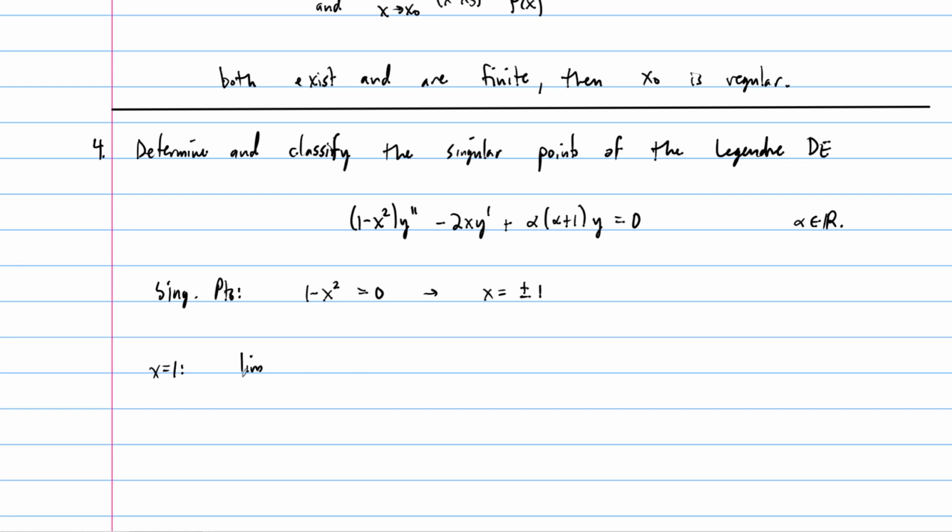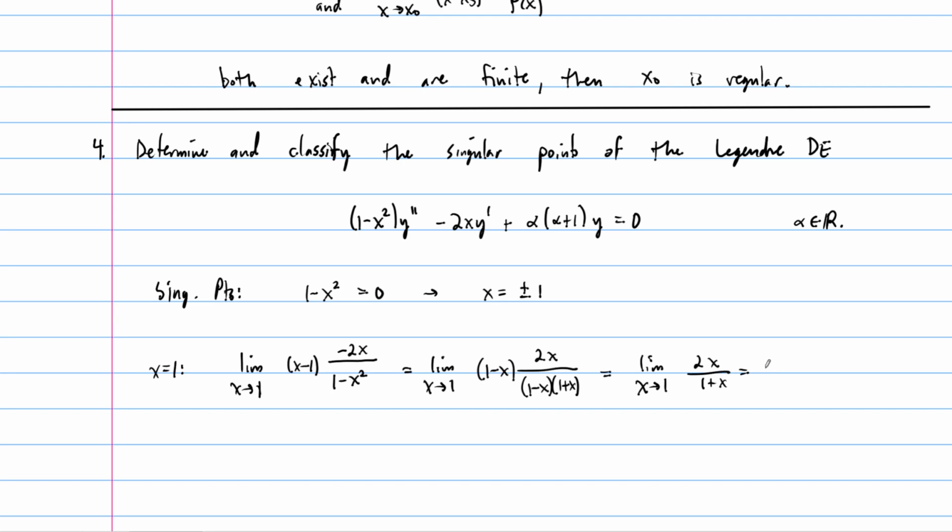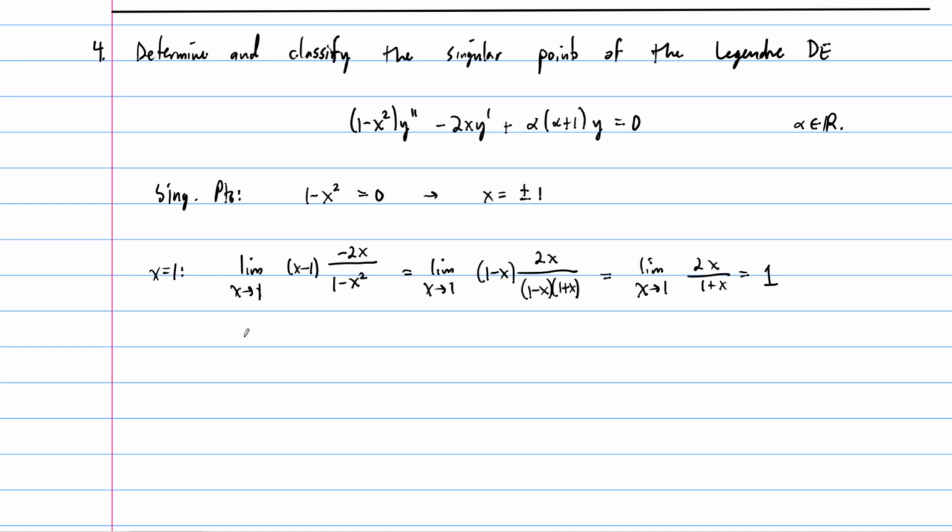We need to compute the limit as x approaches 1 of (x minus 1) times the ratio of negative 2x, that's q, over p, which is 1 minus x squared. The denominator factors, and the minus sign can go here. So this can be written as the limit as x approaches 1 of (1 minus x) times 2x over (1 minus x) times (1 plus x). Those cancel, so this is the limit as x approaches 1 of 2x over 1 plus x, which is 2 over 2. So that's 1.